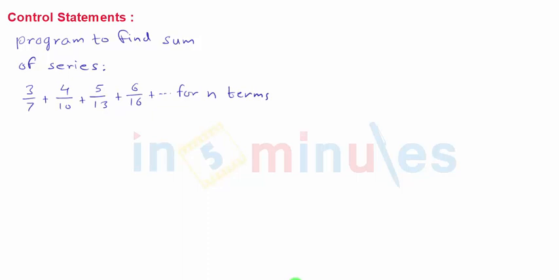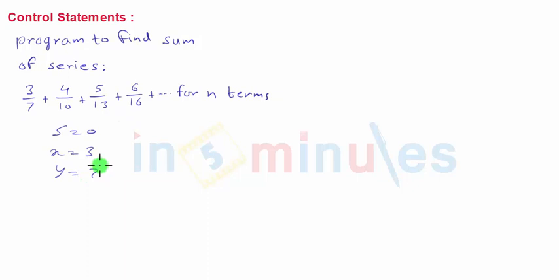Now since it's a sum of multiple values, we need to have some summation variable initially set to 0. For the numerator, we'll assume some variable, let's say x, that will be set initially to 3 and will increment every time by 1, that is 3, 4, 5. And for the denominator, we'll assume one more variable, let's say y, set to 7 and incremented every time by 3. And then every time we'll keep adding x upon y.